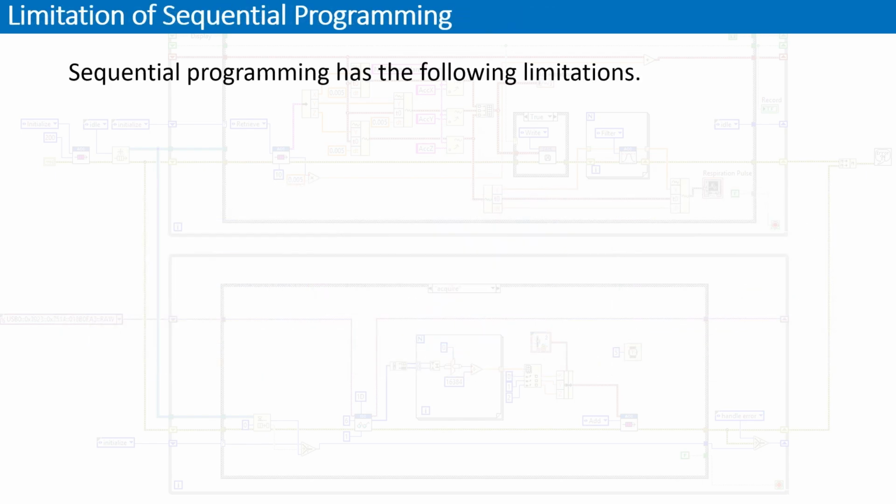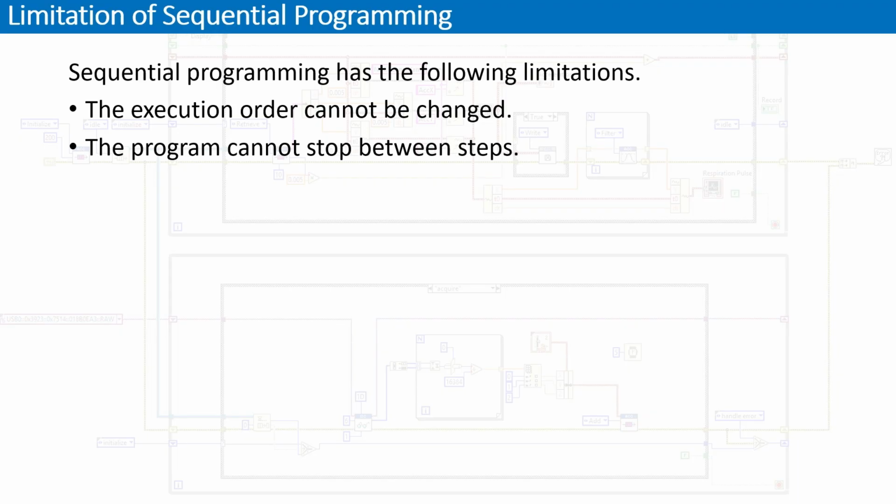The sequential programming pattern has several limitations. First, all steps must be executed in a predetermined order, and the execution sequence cannot be altered. Second, the program cannot terminate midway. It must complete every step before exiting. This behavior is unacceptable in applications where the program must stop immediately when an error occurs.